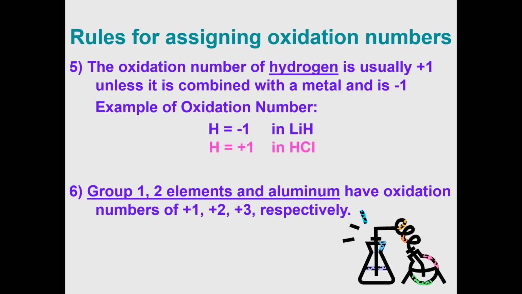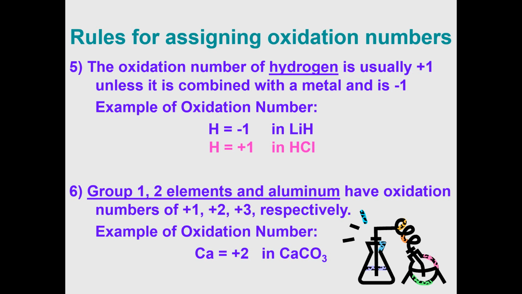And then groups 1 and 2 elements and aluminum have oxidation numbers of +1, +2, and +3 respectively. And here are some examples. Calcium has an oxidation number of +2, and that is not new to us. Those rules in number 6 here really correspond to the same rules that we know for charges.